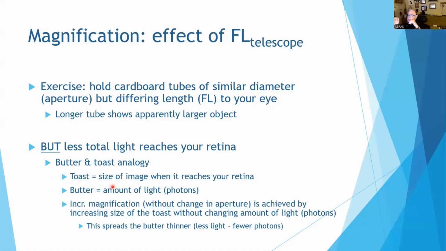The problem is the same number of photons create that larger image that created the smaller image before. So you're actually diluting out the photons. So if you imagine the toast being the size of the image when it reaches the plane of your retina, and the butter to be the amount of light, the photons, increasing magnification without changing aperture is achieved by increasing the size of the toast without changing the butter. So this spreads the butter thinner, meaning that there's less light or less photons in the piece of the image that you're actually seeing with your eye.